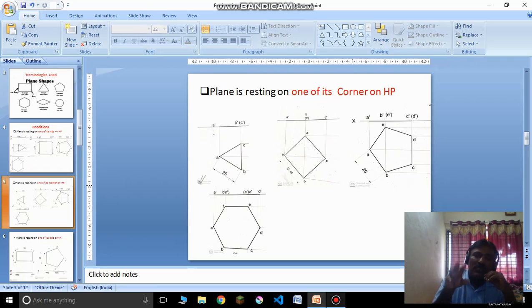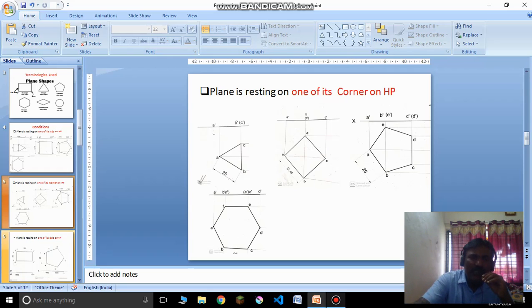I have to keep the object in such a way that whenever I want to rest it on one of its corners, the corner I want to rest and the line joining the center must be parallel to both HP and VP. That means it must be parallel to the XY line, and I have to take it on the left side. It is a general convention.